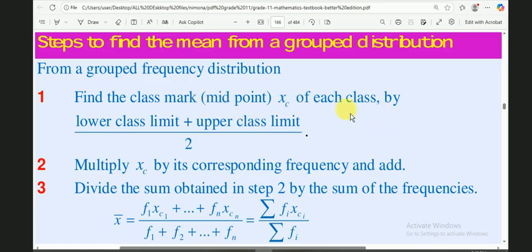Multiply xc, which means the class mark of a certain class, by its corresponding frequency.